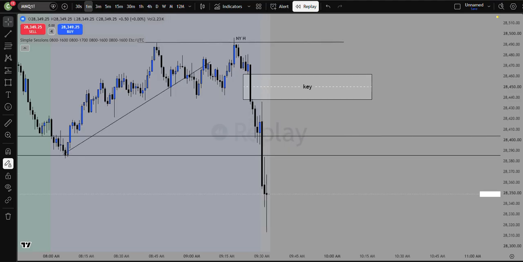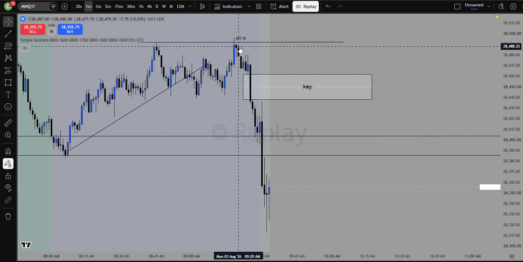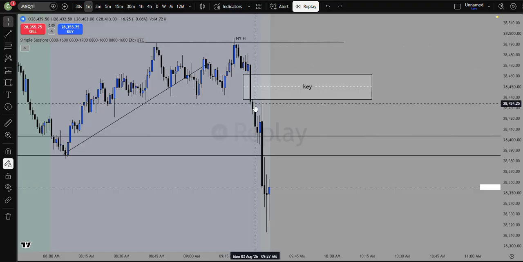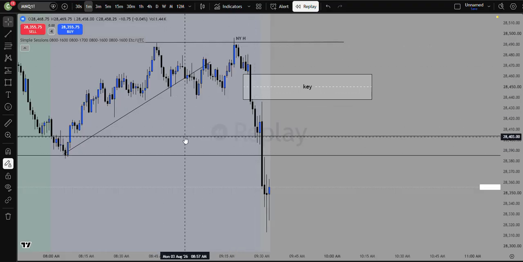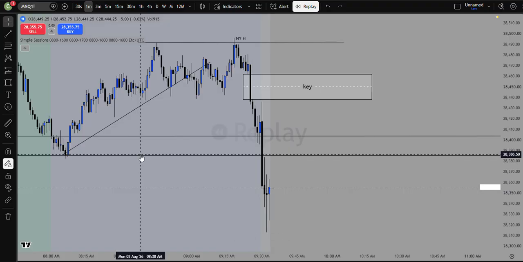With ICT, you can't really have a bias. Don't have your bias too early, because if you said my bias is going to be New York, and then New York gets swept, and after New York gets swept, it goes back to London lows and New York lows. Now you're like, where is the next liquidity going to be? It's nowhere to be found. So therefore, you don't want to have a bias.